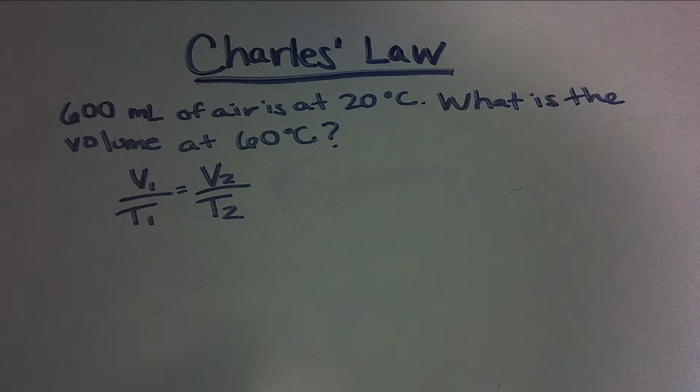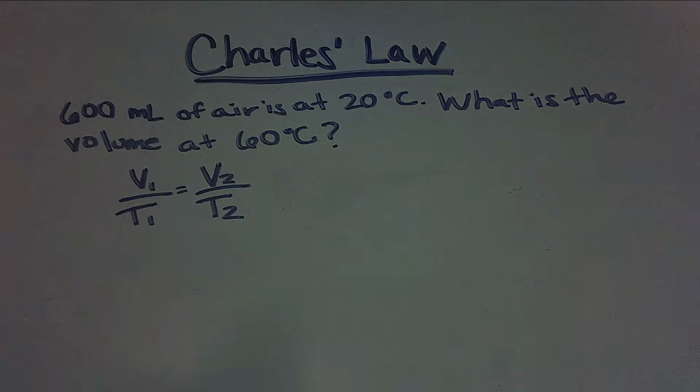Now remember in Charles' Law that pressure is held constant. That means that it's not changing. What is changing though are the variables of volume or temperature of a gas. So here's an example problem. 600 milliliters of air is at 20 degrees Celsius. What is the volume at 60 degrees Celsius?